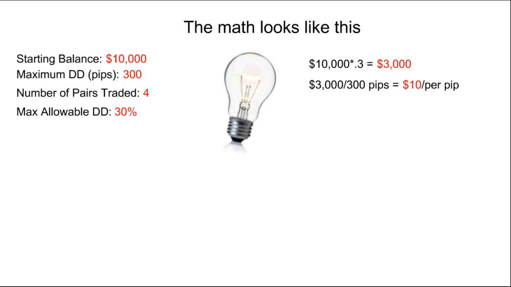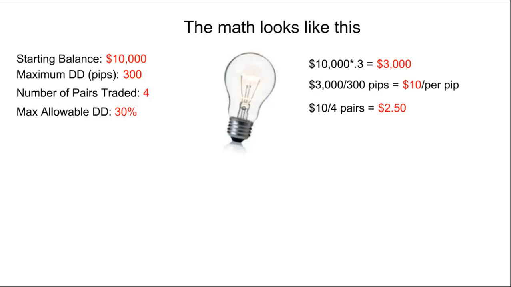Thank you. Okay. Now, but remember, I have 4 pairs that I trade. So that means that $10 has to be spread loaded across 4 pairs. Because can you foresee a time in the future when I may have all 4 of my pairs open at the same time? Therefore, we have to spread load that $10 across 4 pairs. That gives us about $2.50 per pair.